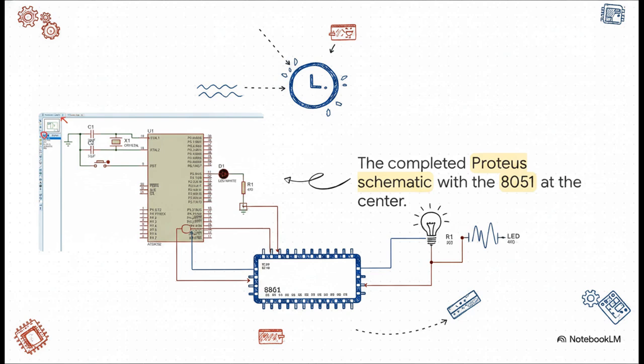Then over on the right, at pin 21, which remember corresponds to port 2 pin 0 from our Keil code, we've got the LED wired in series with a 470 ohm resistor going right to ground.